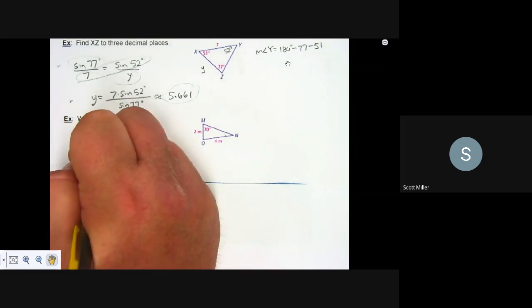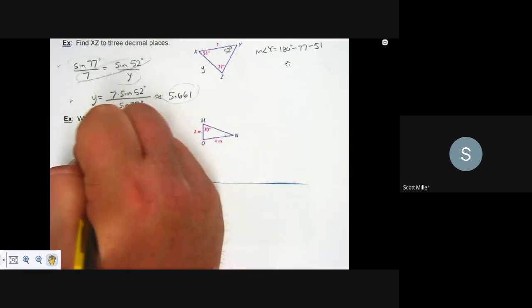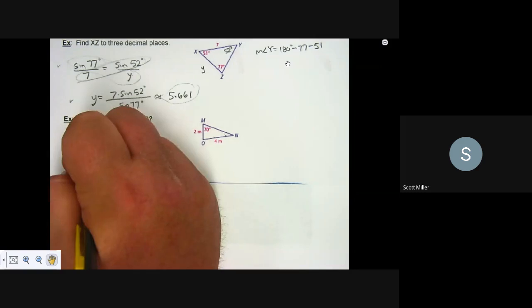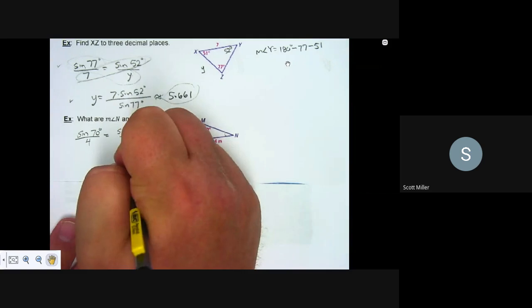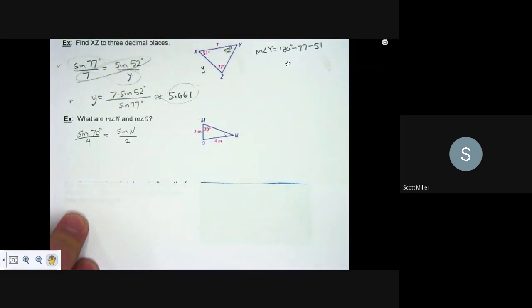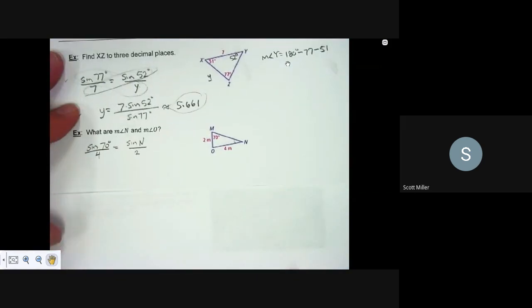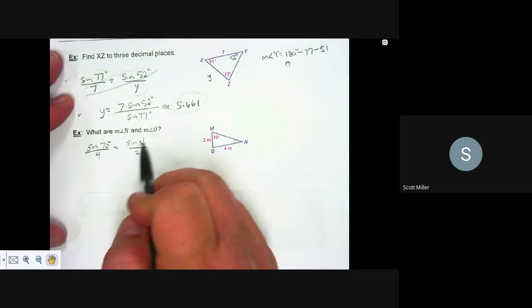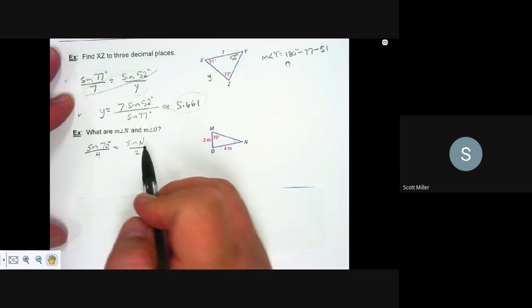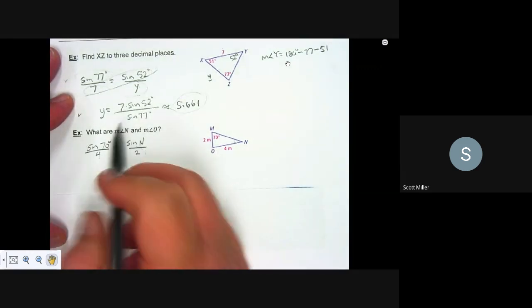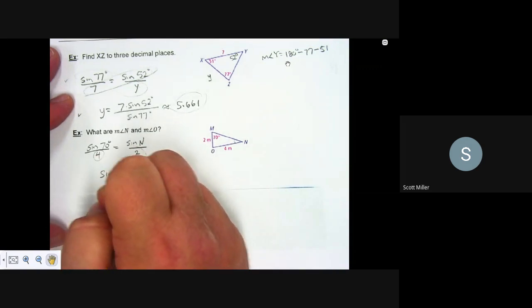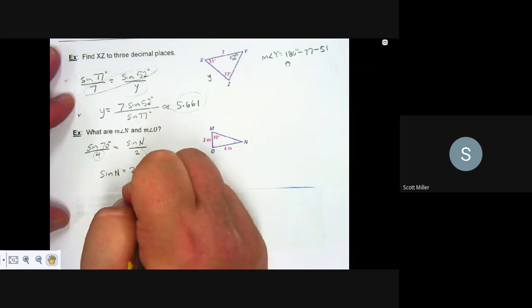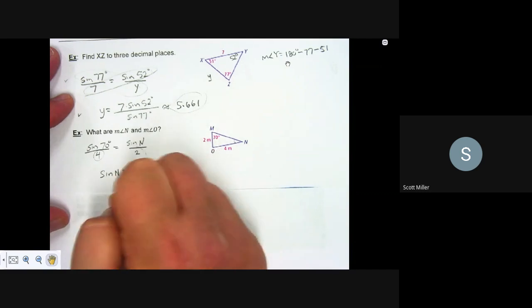So the sine of angle M, which is 70 degrees, over 4, equals the sine of angle N over 2. So there's my setup. Here's the space that has the variable. So I'm going to multiply the diagonal and divide by the third number. So the sine of angle N is 2 times the sine of 70 degrees divided by 4.